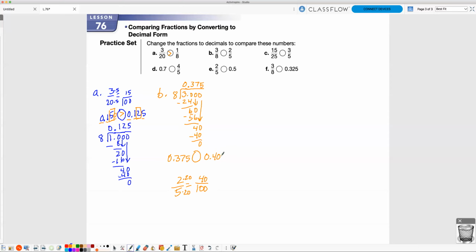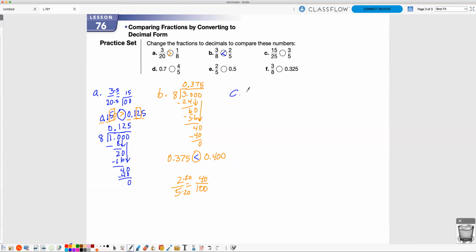And I'm actually just going to add another 0 on there so that it's got the same number. I have 375 thousandths. Now I have 400 thousandths. And when I compare those two, I can see that this 375 is going to be less than this 400 thousandths. That means that 3/8 is less than 2/5. All right, letter C.